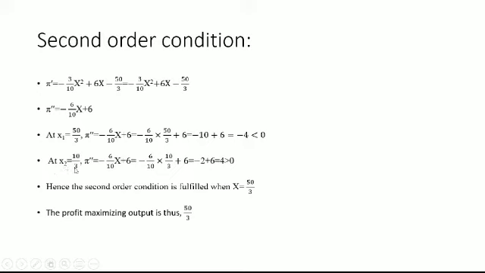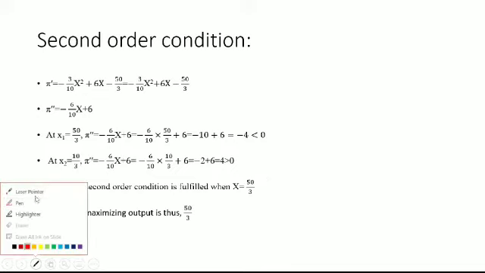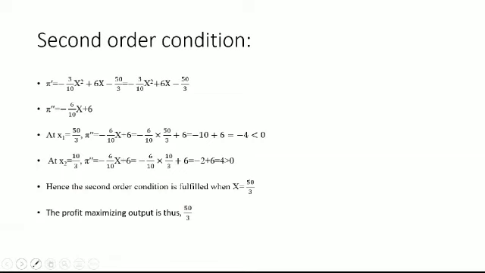When x becomes 10 by 3, pi double prime will be equal to minus 6 by 10 into 10 by 3 plus 6. This is equal to, multiply, this will cut each other, 3 2s are 6. You are left with minus 2 plus 6 equal to 4, which is greater than 0. So obviously this does not satisfy the second order condition. Hence the second order condition is fulfilled when x equal to 50 by 3. So the profit maximizing output is thus 50 by 3.